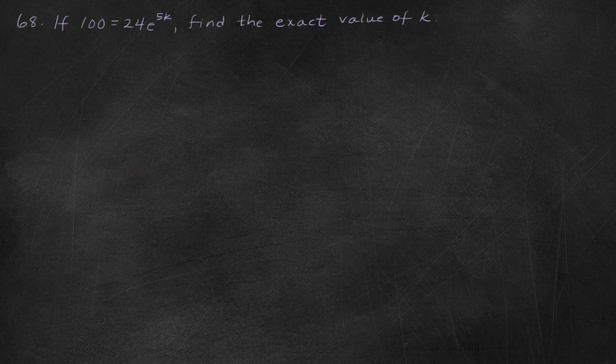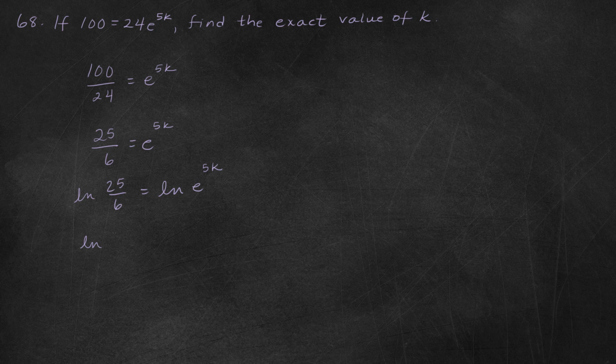Number 68, if 100 equals 24e to the power 5k, find the exact value of k. So I will start by dividing both sides of the equation by 24. So 100 over 24 equals e to the 5k. 100 over 24, if we divide top and bottom by 4, reduces to 25 over 6 equals e to the power 5k. Now to bring that exponent down, I'm going to use logarithms and take the natural log of both sides. Natural log of 25 over 6 equals natural log of e to the power 5k.